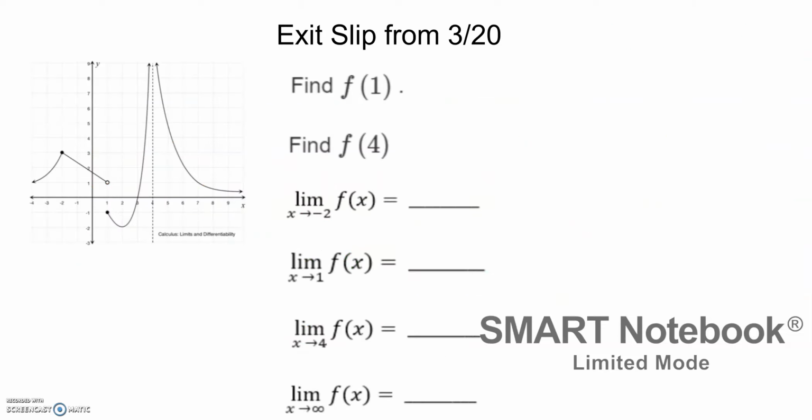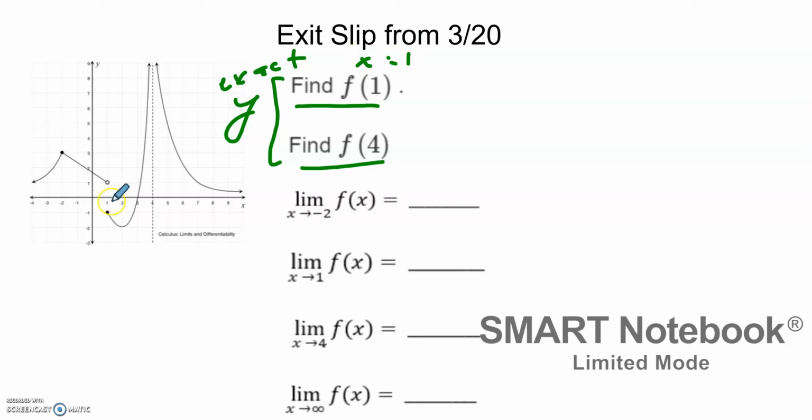Last one from the exit slip. Limits from a graph. First things I asked you was to find f of 1 and f of 4. Both of these are asking you to find the exact y value. So, if I would like to find the exact value at x equals 1, there's a hole at positive 1 and a closed dot at negative 1, which means the graph actually exists at negative 1, because that's where the filled in dot is. If I want to find f of 4, there's a vertical asymptote at 4, which means there's actually not any points that actually exist here.